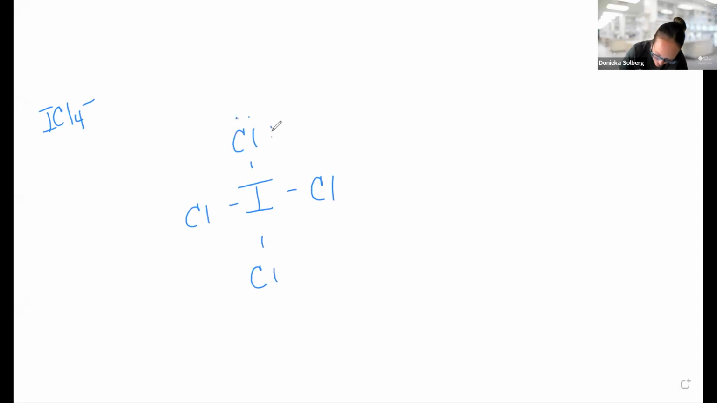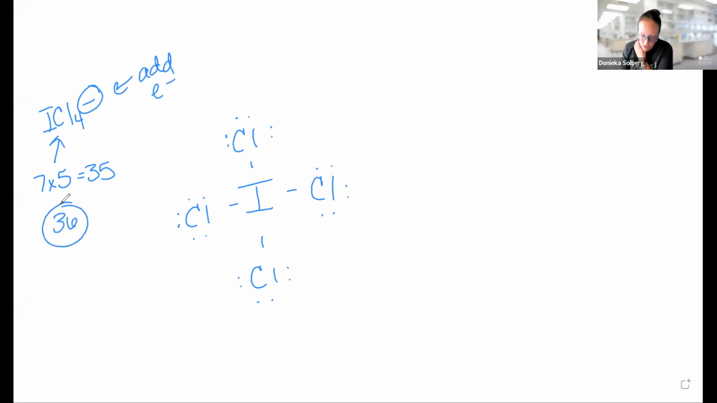Okay, so then the next one is ICl4 minus. So I have I in the middle, Cl, Cl, Cl, Cl, and fill in all my dots. Okay, these each have 7, so 7 times 5 is 35. This negative here means you add an electron. So I actually have 36 electrons. And currently I have 2, 4, 6, 8 times 4. That's 40. Hang on, I did something wonky.